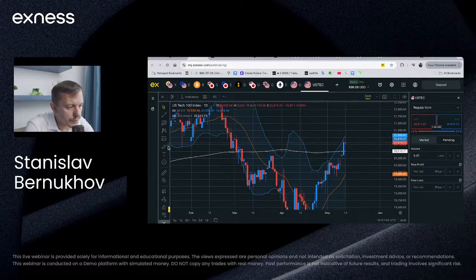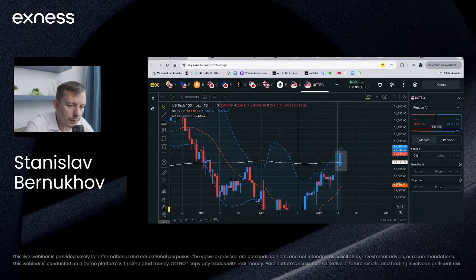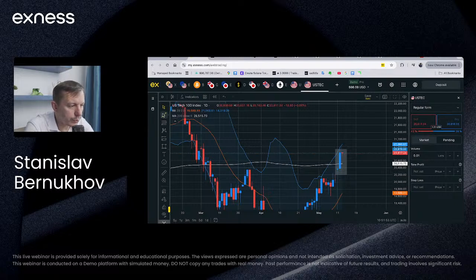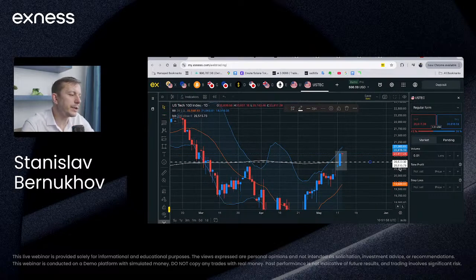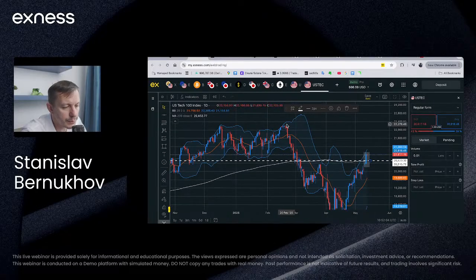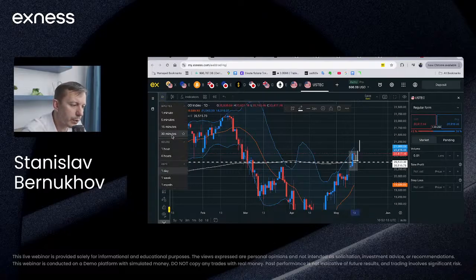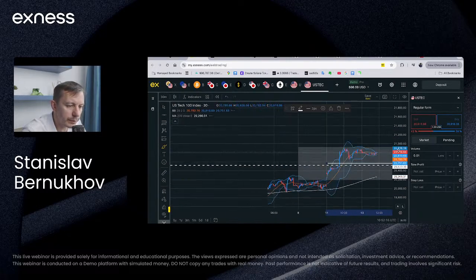This level is pretty strong, it's a psychological level. If the market holds and doesn't go below 20,500, that would be an indication that we are back. I don't say it will easily reach the previous peak, but at least it might try to. So your potential trade location might be somewhere around this level, probably.